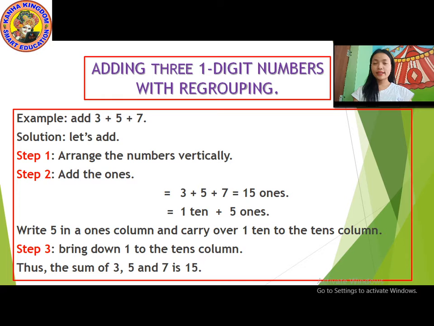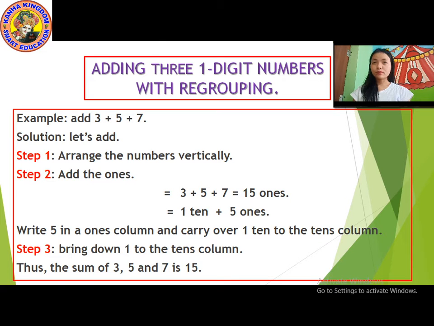Then the second step is to add the ones. Ones means the digits present in the ones place. So see, 3, 5 and 7 are themselves one-digit numbers. That means there are no other digits present in the tens place. So all these numbers are in the ones place, so we have to add them. So add the ones. That means we have to add 3, 5 and 7.